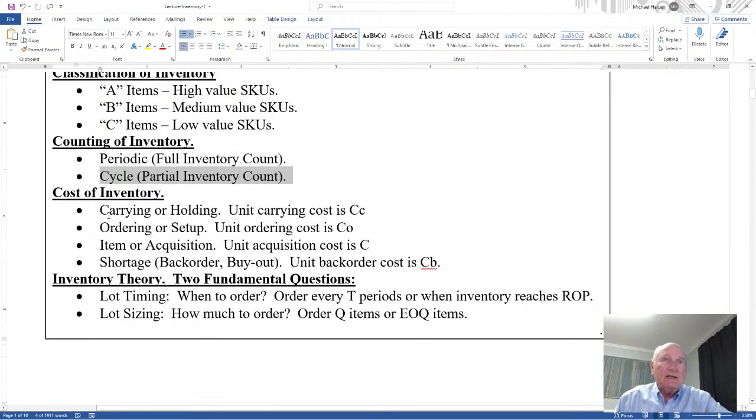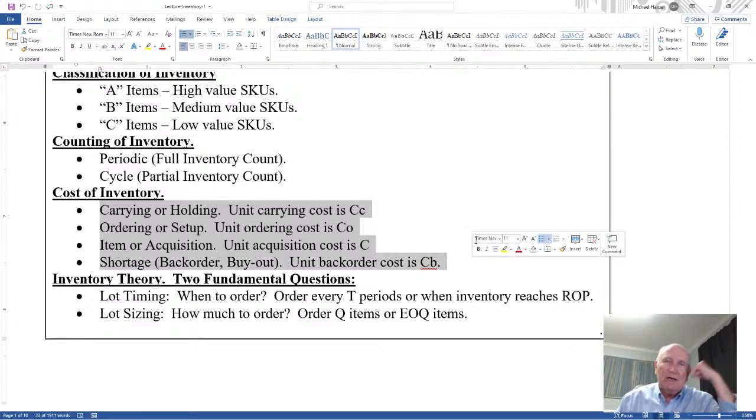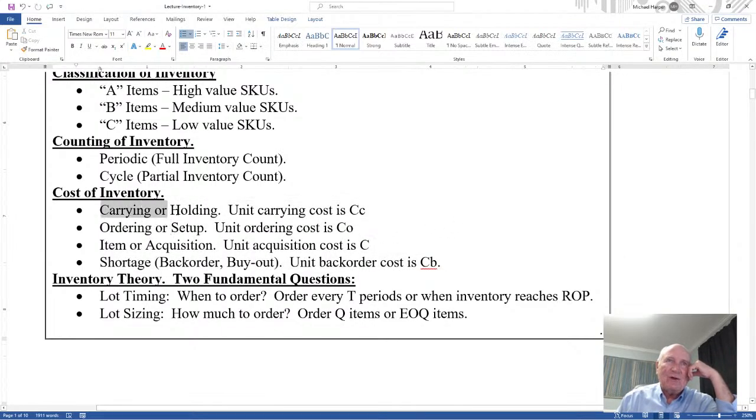Now, cost of inventory. I'm going to define it here, but I'll be using it as we go through the lecture today, and also next week. Okay. First, carrying or holding. The unit carrying cost is C sub c. The big C is cost. The little c is carrying cost.